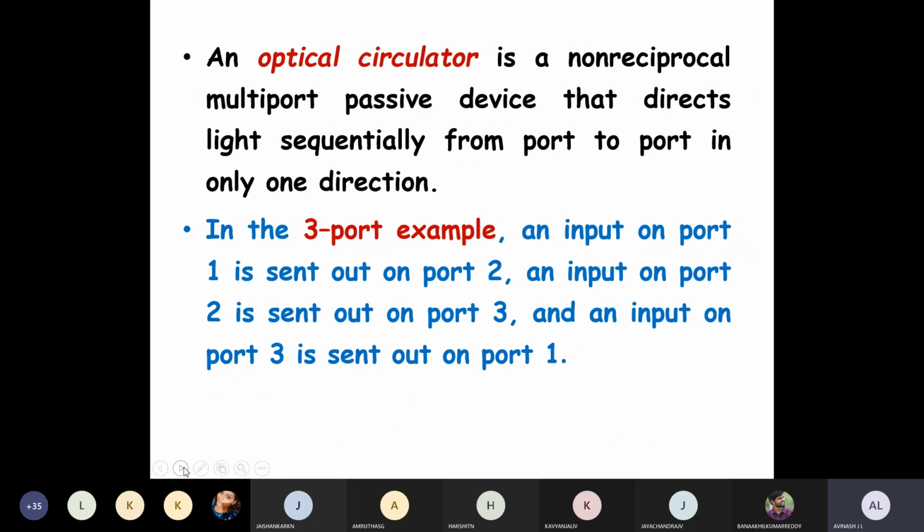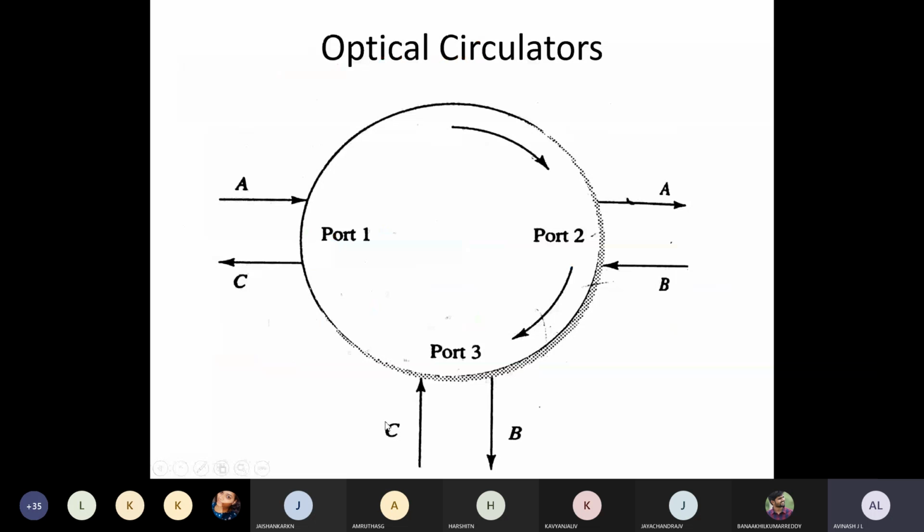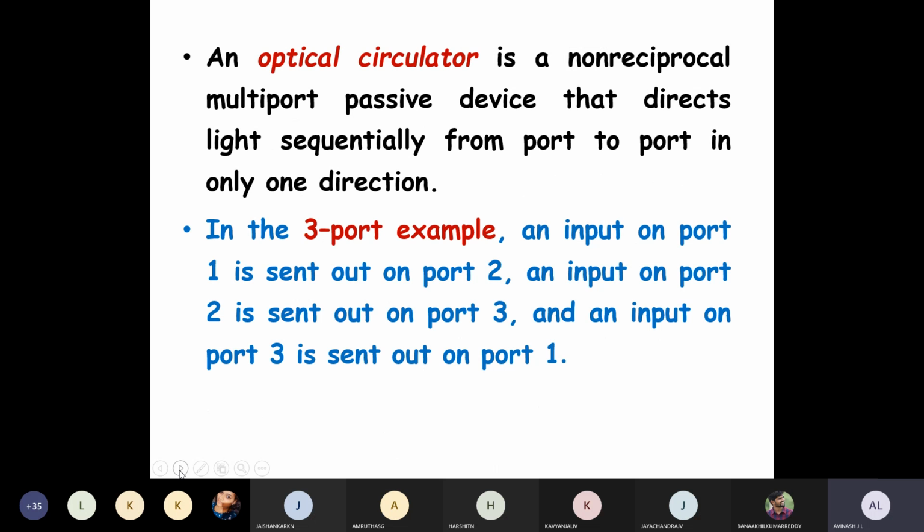seen. So in this particular diagram, if I just recall for you, when the wave is there, there will be multiple ports. Here we have 3 ports, a circulator we have taken. So whatever input we give, the output will exit from another port. There will be a provision for input and output from port to port. So like this it is going to happen.